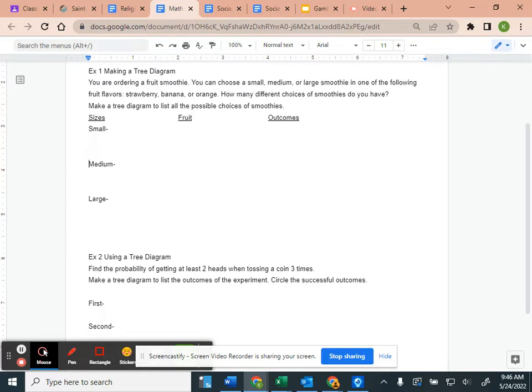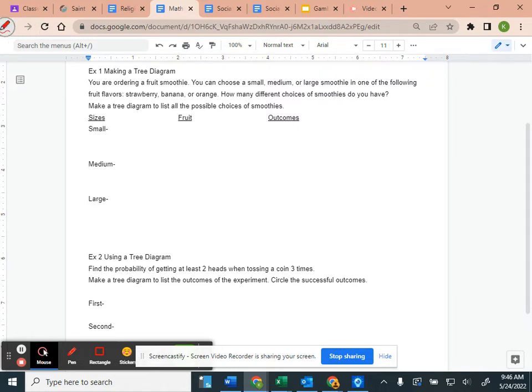Let's say that we are ordering a fruit smoothie. You can choose a small, medium, or large in one of the following flavors: strawberry, banana, or orange. How many different choices of smoothies do you have? Make a tree diagram to list all the possible choices of smoothies.